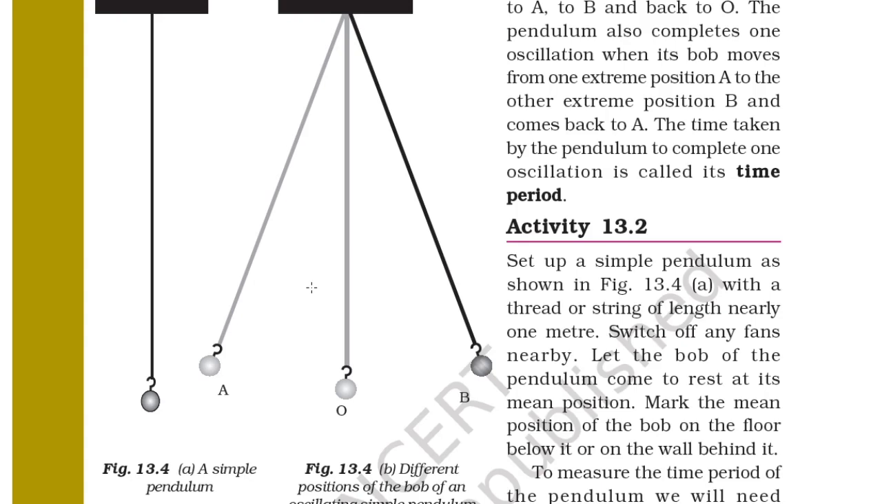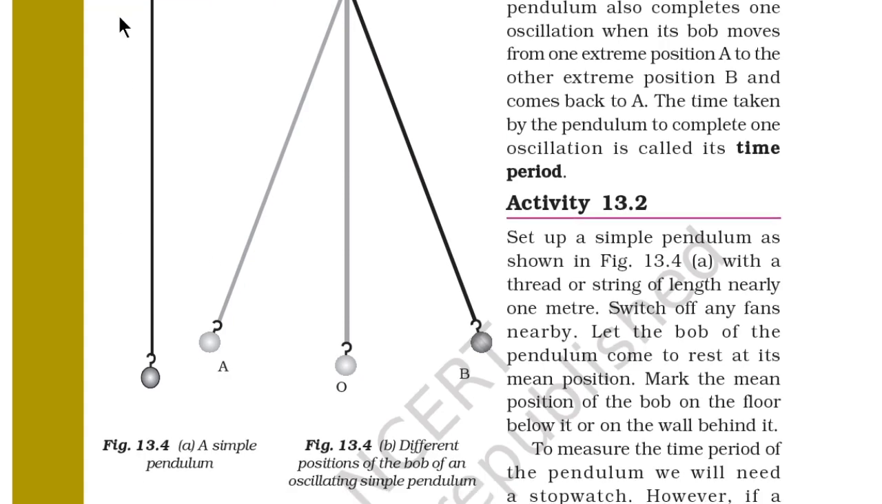The time taken by a pendulum to complete one oscillation is called its time period. So when the bob is moved from A to B and then comes back to A, it is the time period of that pendulum.